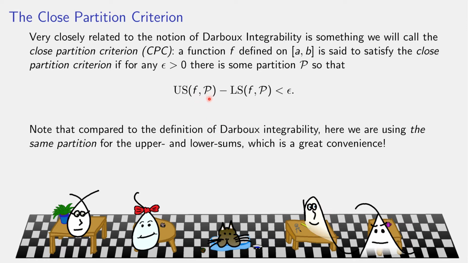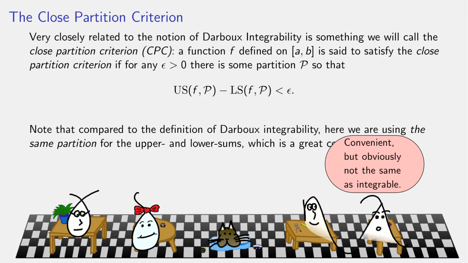Darboux integrability requires for sufficiently fine partitions, upper sums and lower sums are close to each other in value, even for different partitions. Here we want the upper sum and the lower sum to be close to each other, but it's for the same partition. So this is a weaker condition than Darboux integrability. It's easier to satisfy. Right, which doesn't mean it's the same thing, okay? So it's a convenient definition because we use the same partition for both upper and lower sums, but it's definitely not the same thing as Darboux integrable.